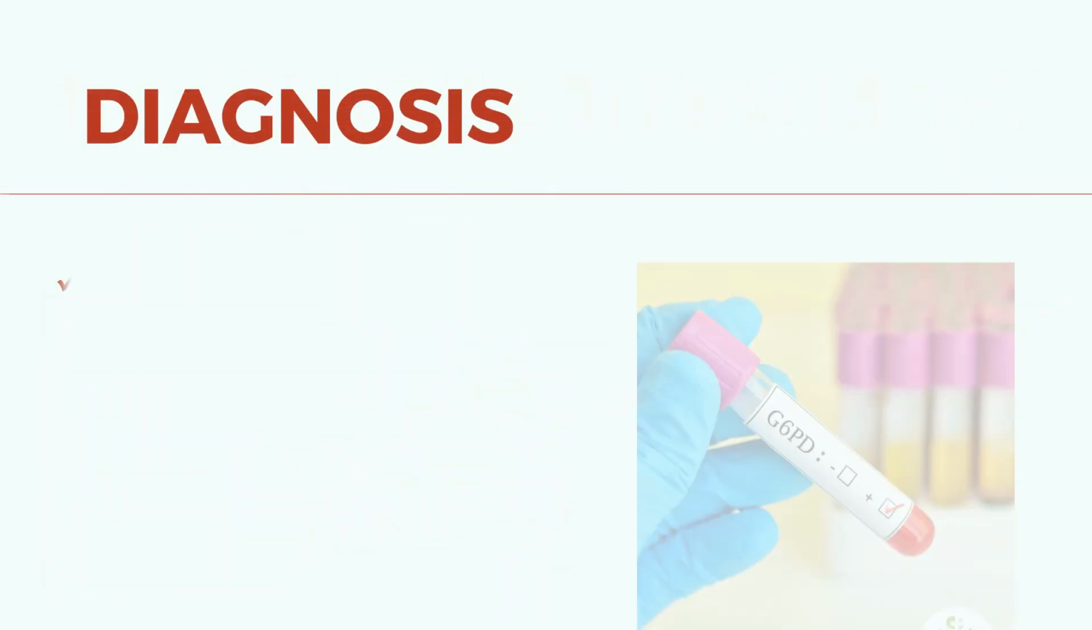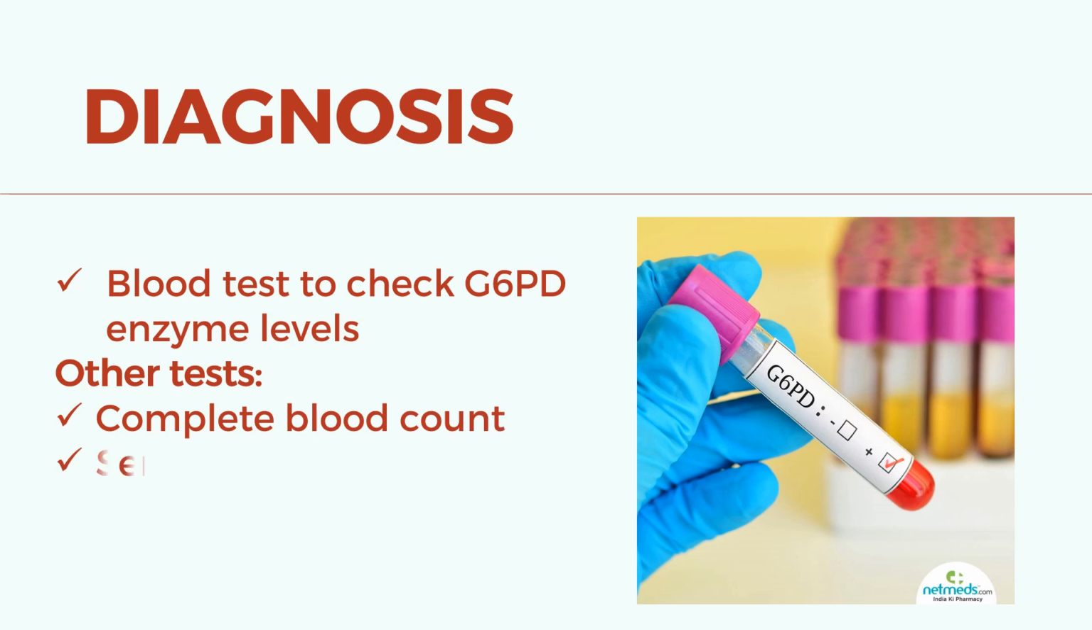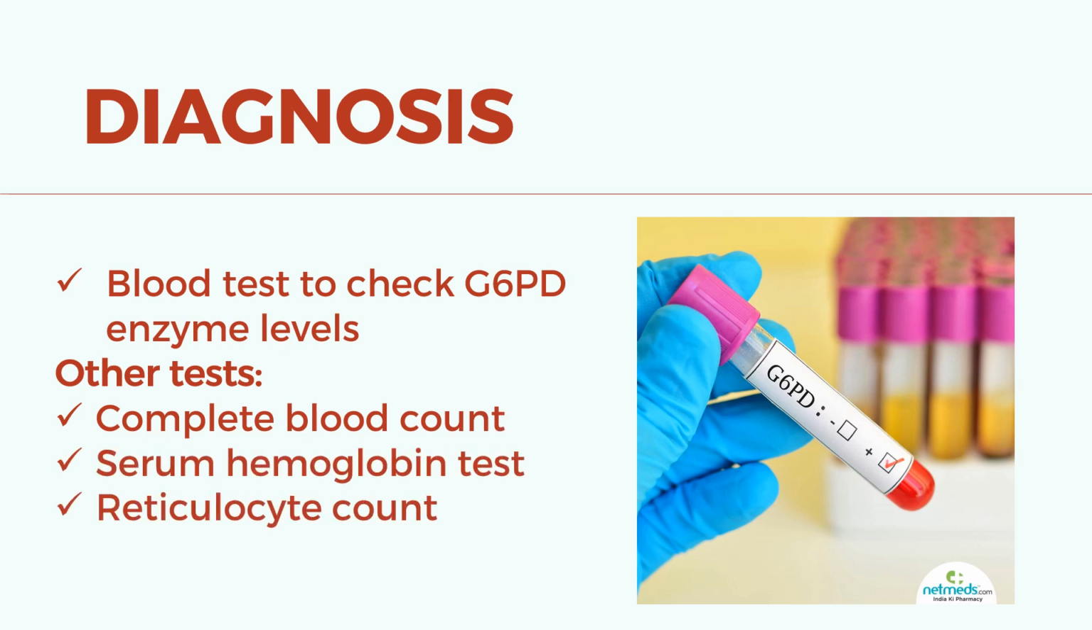Diagnosis of G6PD deficiency. A blood test is done to check G6PD enzyme levels. Other diagnostic tests that may be done include a complete blood count, serum hemoglobin test, and a reticulocyte count.